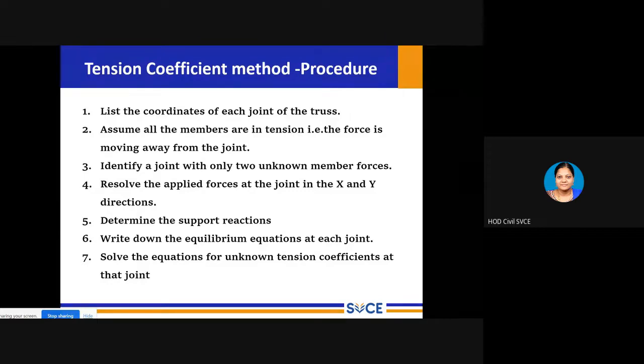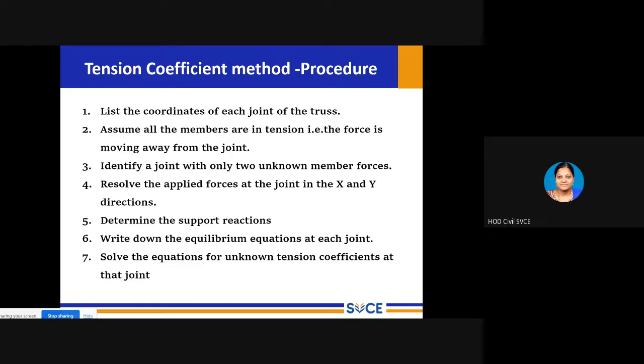Okay, so the first thing is, we have to fix the coordinates of each and every joint of the truss. And for the analysis purpose, we are going to assume that all the forces are positive, or all the members carry tensile forces. Therefore we have to mark the forces away from the joint. Okay, that is the second thing. And as I said, for the plane truss, you have to identify a joint where you have a maximum of two unknown forces. In the case of a space truss, you have to identify a joint where you have a maximum of three unknown forces.